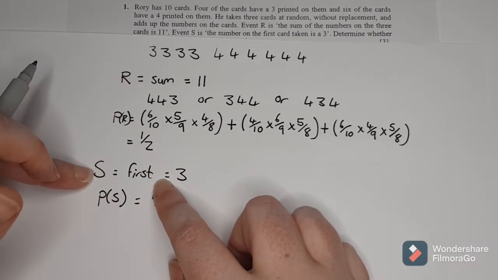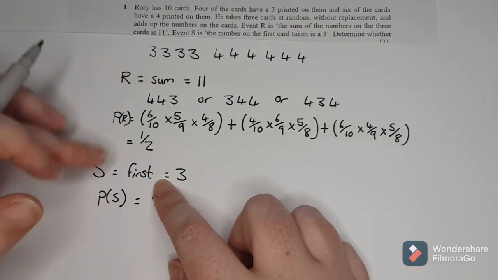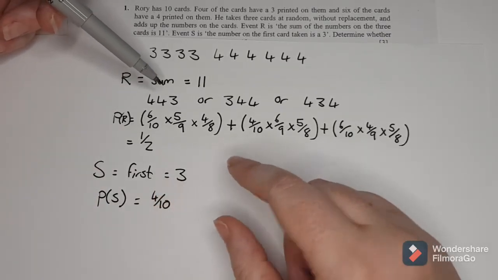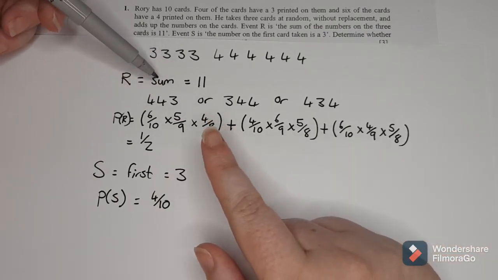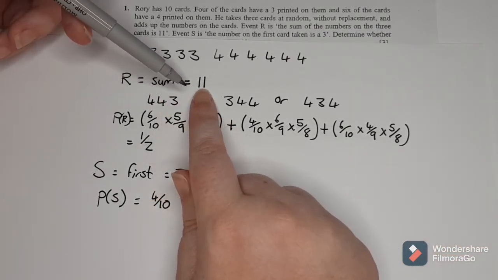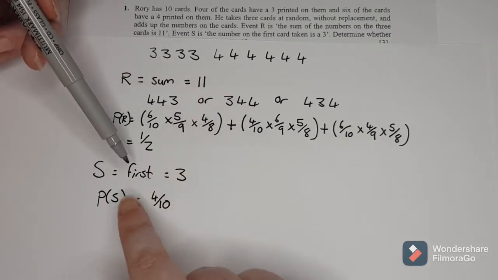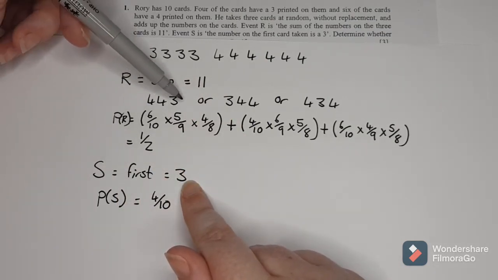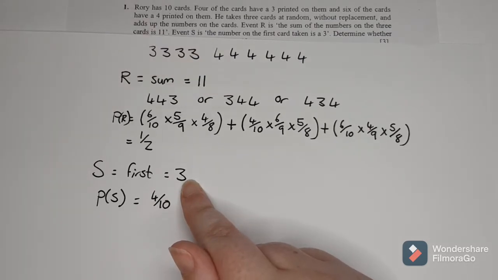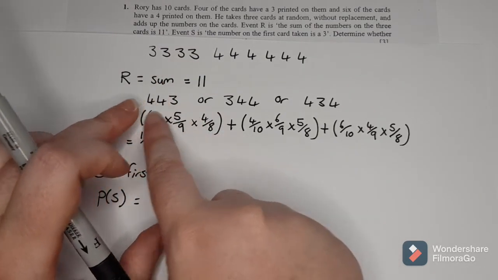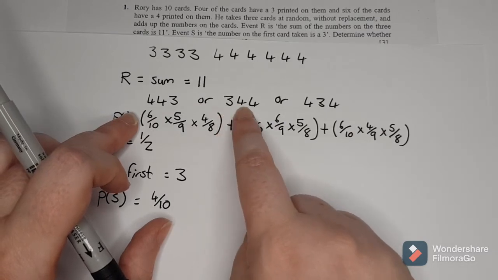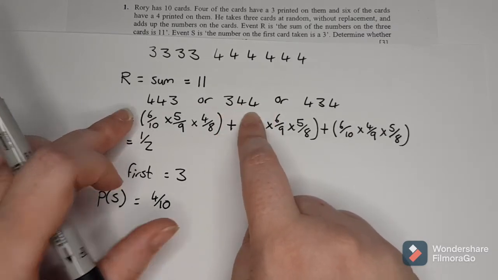And then our last thing that we need for independence is R and S together. So now, as I said before, we don't simply just multiply. I need to look at when I have both events together. So both events together say the sum of the cards must equal 11 and the first one must be a 3. So if I look through all of those options, only this one gives us a 3 first, with the sum being 11 of all 3 cards.